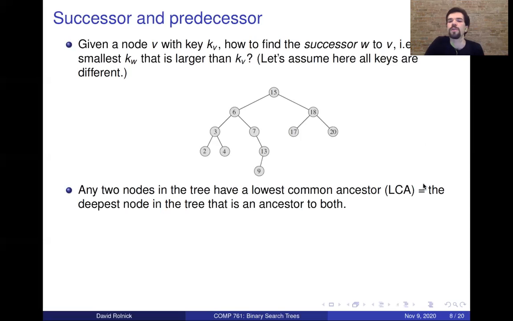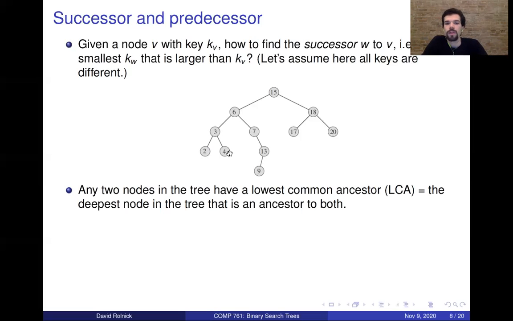Any two nodes in the tree have a lowest common ancestor, which is the deepest node in the tree that is an ancestor of them both. So for example, 4 and 9 have the lowest common ancestor of 6. If you take the parent of 4 sometimes and the parent of 9 sometimes, you get a node that is an ancestor. An ancestor is just something further up in the tree, or a parent of parents.